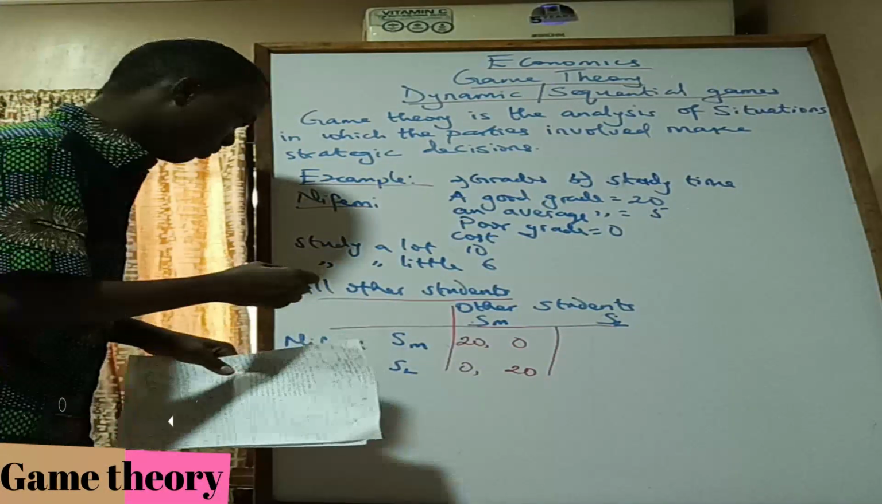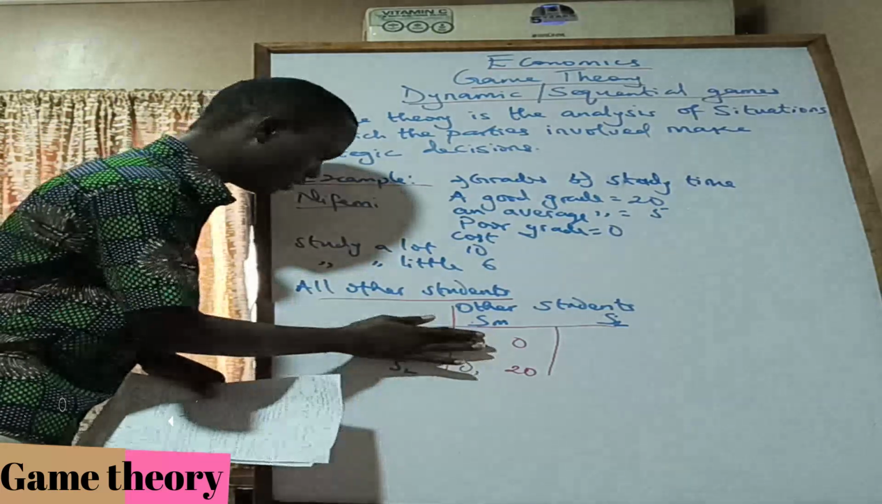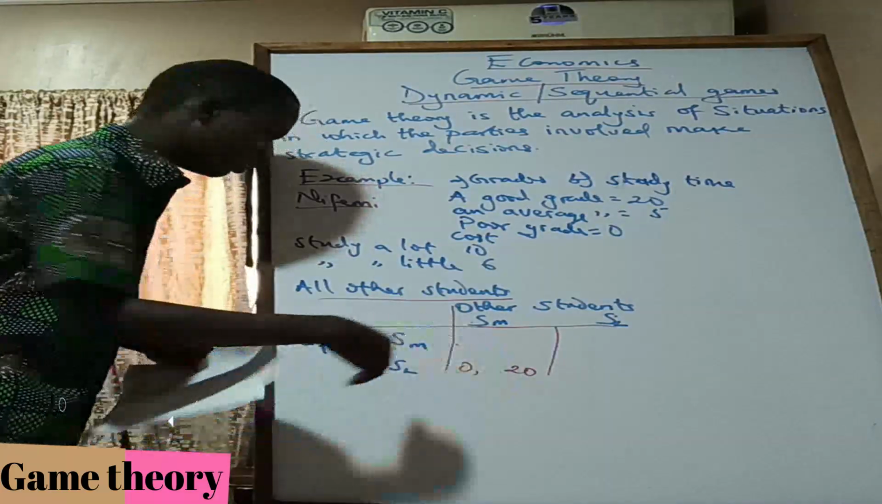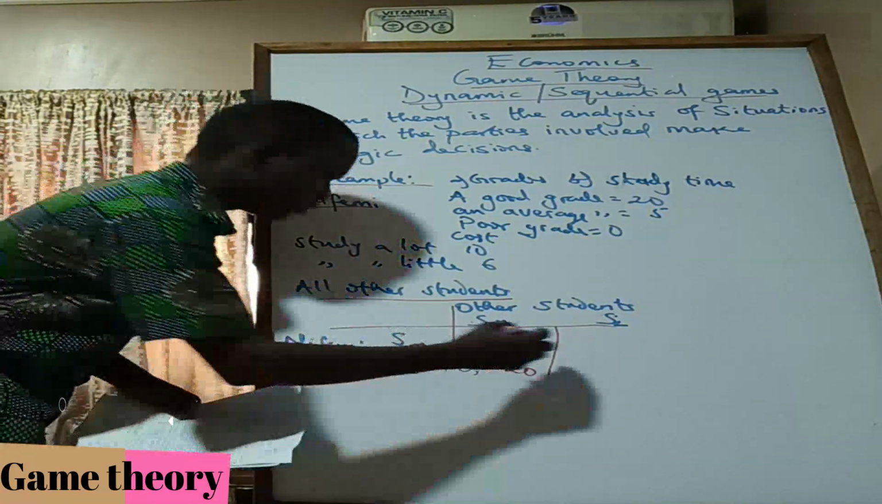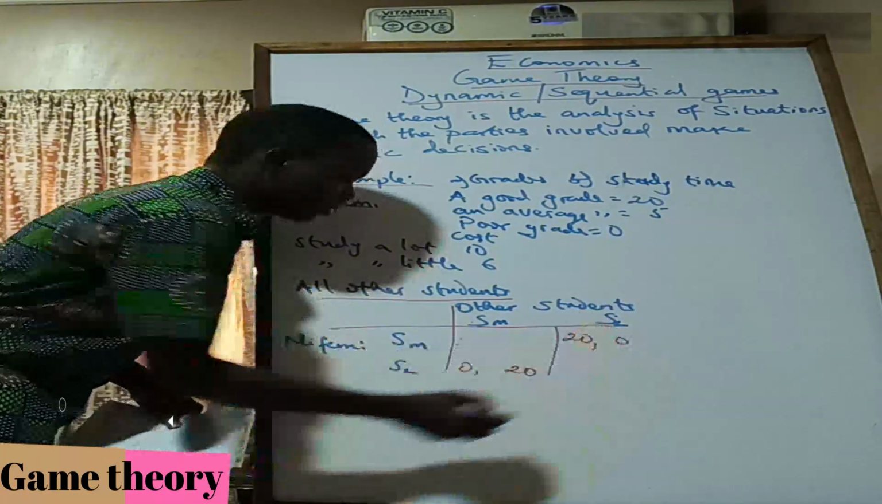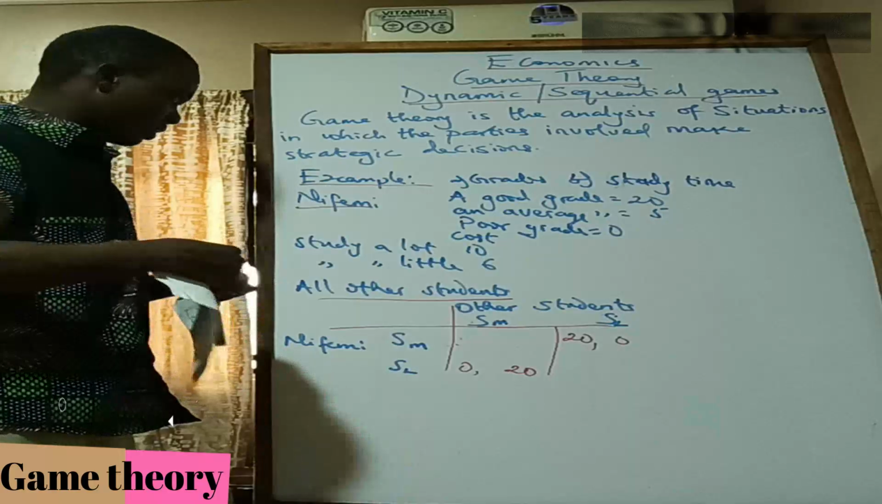All right, good. Then now it says, is that all? So study. No, I think this is a mistake. So if Nifemi is studying a lot, he's going to get 20, comma, the others that are studying a little, they are going to get 0. I think this is fine. Others will study a lot. Okay.